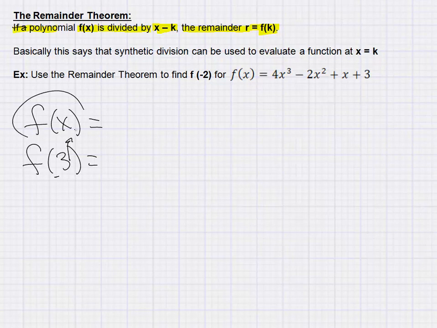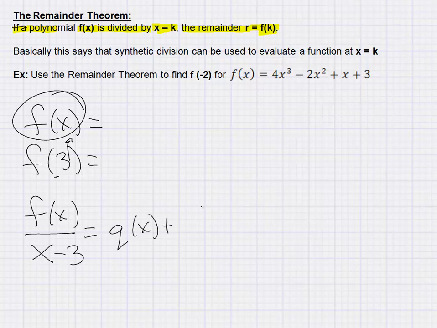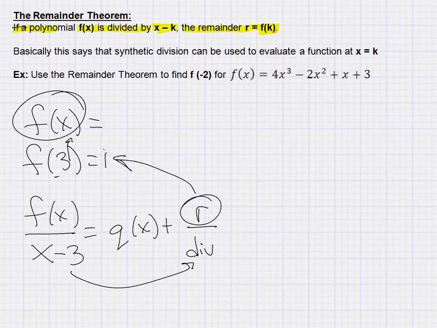What I can do is take my original function, divide it by x minus 3, and the remainder I get, because remember I'm going to get a quotient plus remainder over my divisor, which is x minus 3, the remainder I get will be f of 3, okay? Which is just an alternative way of evaluating functions, but through division.